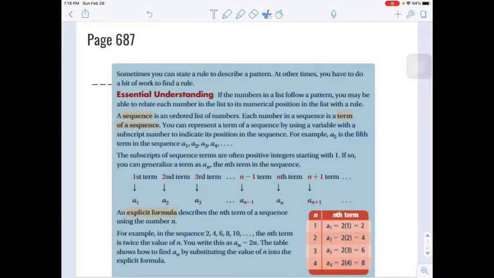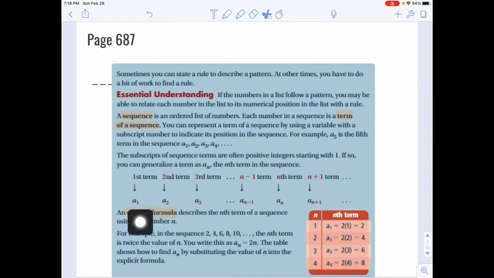You can represent a term of a sequence by using a variable with a subscript number to indicate its position in the sequence. For example, a sub 5 is the fifth term in the sequence: a sub 1, a sub 2, a sub 3, a sub 4, and so on. The subscripts of sequence terms are often positive integers starting with 1. If so, you can generalize a term as a sub n, the nth term in the sequence.